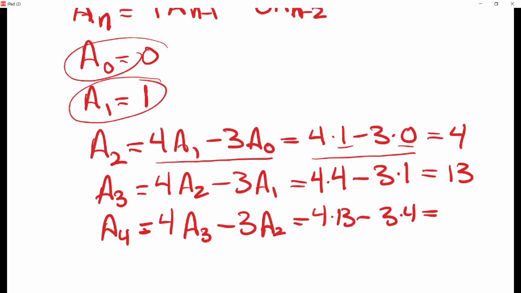Pearson, what's that final answer there? This one's actually kind of cool. Notice that you have 4 times 13 minus 4 times 3, which is the same as 4 times 13 minus 3. What's 13 minus 3? 10. What's 4 times 10? 40. Beautiful.